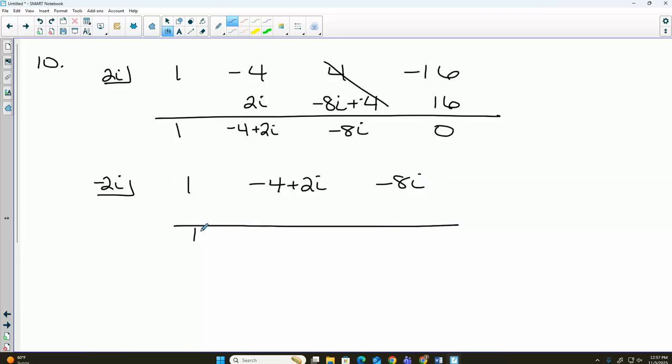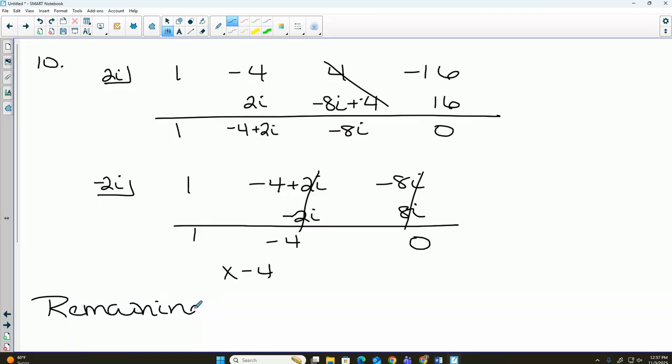So 1 comes down. 1 times negative 2i is negative 2i. Those cancel and we get negative 4. Negative 4 times negative 2i is positive 8i. Cancel and I get 0. So we have x minus 4. The question was for the remaining zeros.